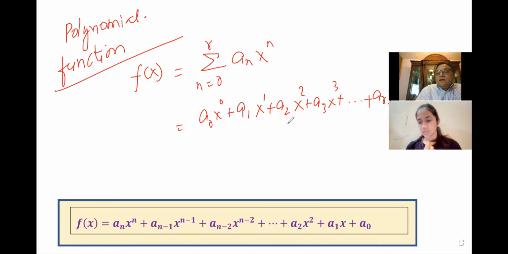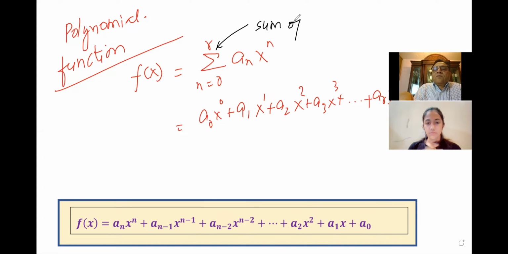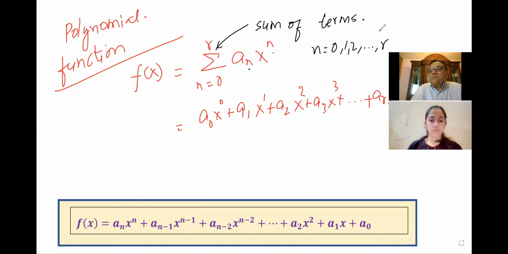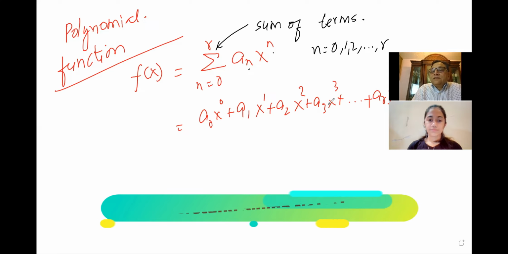Sigma means sum of. Sigma means sum of, right? And then what we do is substitute in each term the value of n equals 0, 1, 2 till r. You get the point? So when I substitute 0, I get a0 x to the power of 0, correct? When I write 1, I get a1 x to the power of 1. When I write 2, I get a2 x to the power of 2, x squared. You get the idea? This is x cubed.